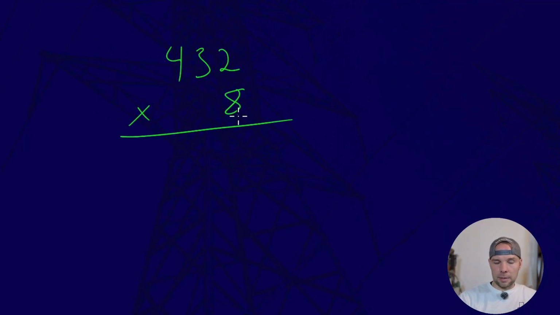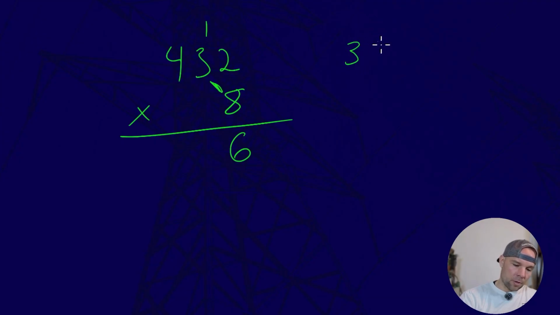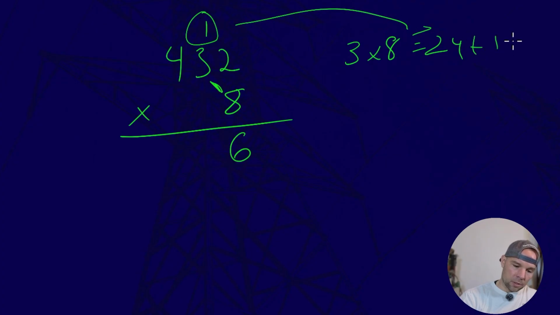2 times 8 is going to be 16. So we'll put the 6 there, and we'll carry the 1. Now we'll do 3 times 8. So that's going to be 24. Now we're going to add the 1 that we carried over there. So 3 times 8 equals 24, and then we're going to add the 1 to this. So plus 1, and we're going to get 25. So we'll put the 5 and carry the 2.